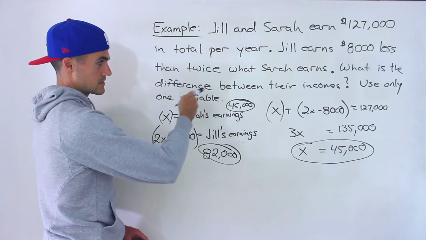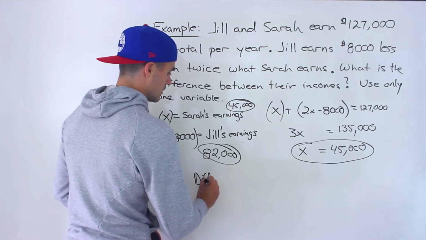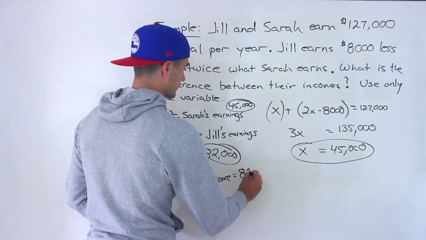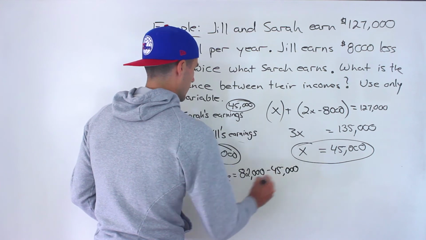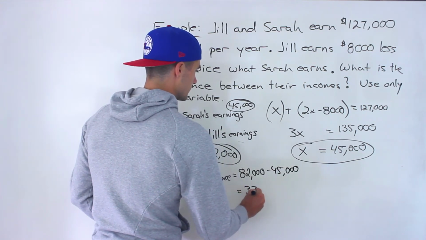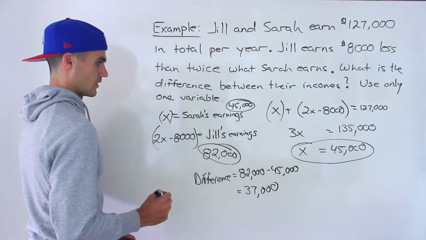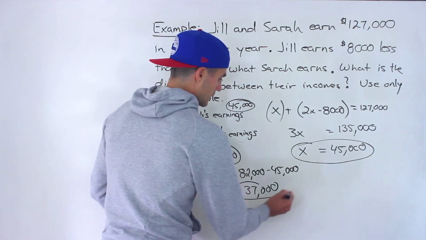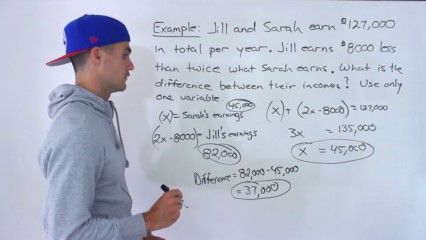Now be careful, they're asking what is the difference between their incomes. So the difference would be the higher amount, 82,000, minus 45,000. And that would be what, 37,000? Like that. So that's the final answer, 37,000. Notice this whole time we used one variable.